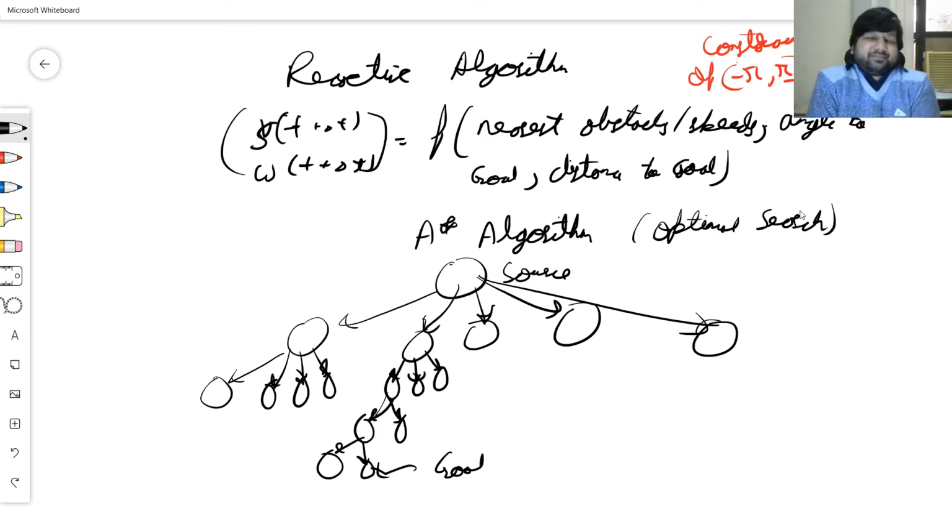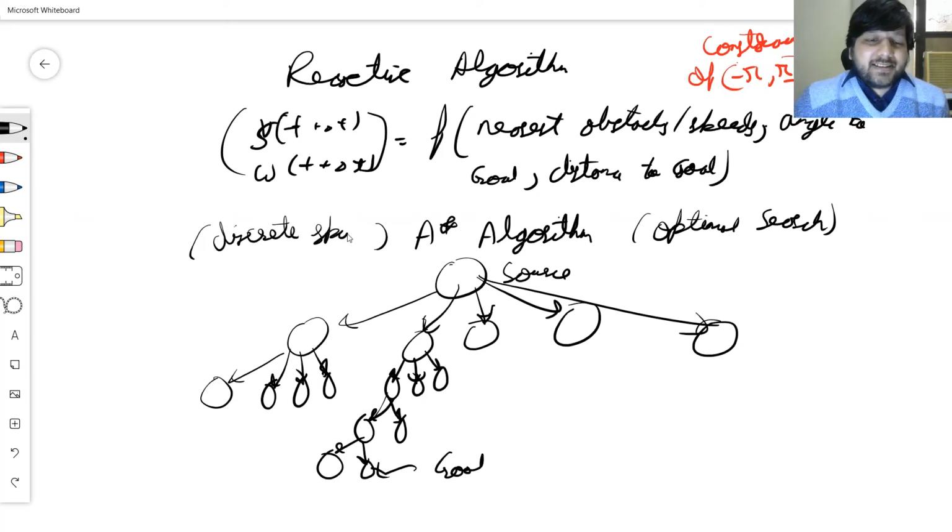Now, in potential field and in velocity obstacle, it would be inquisitive to know why I am not applying the A star algorithm. It's a standard case of A star algorithm. And the reason I'm not applying it for this problem is because A star like algorithms only work on discrete spaces.